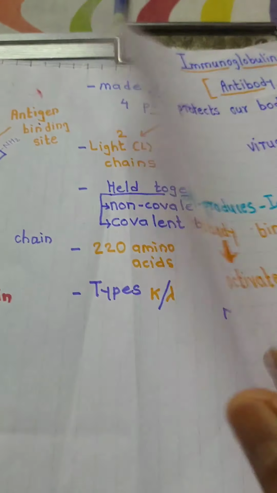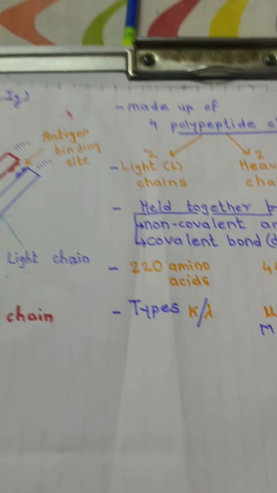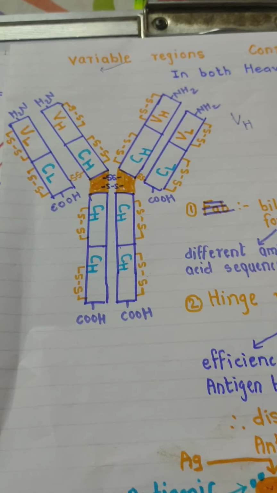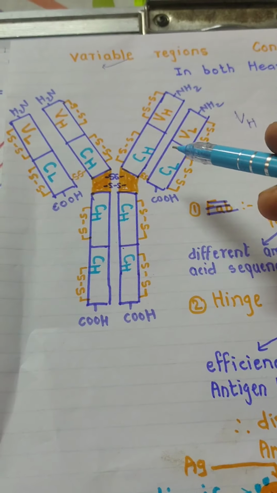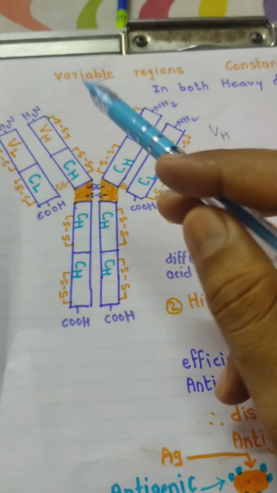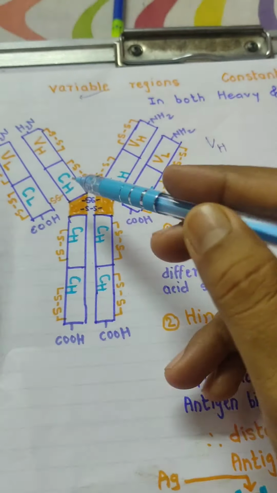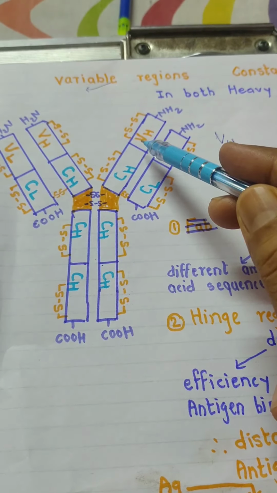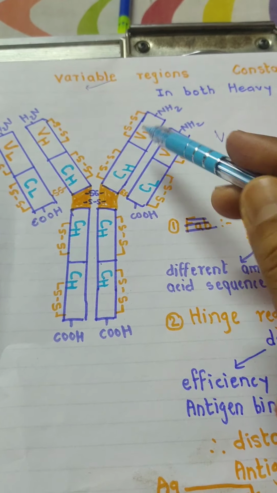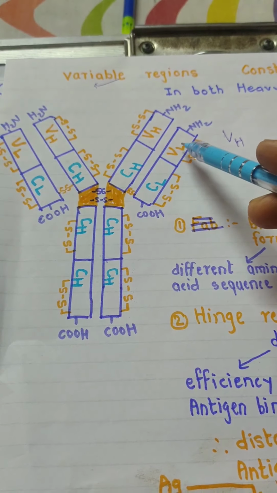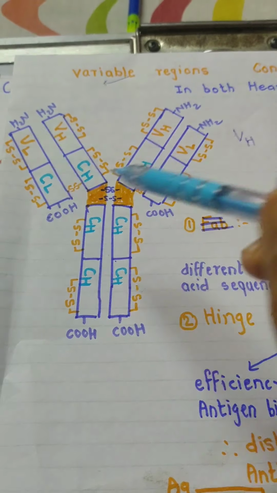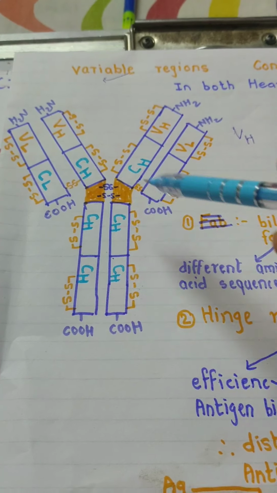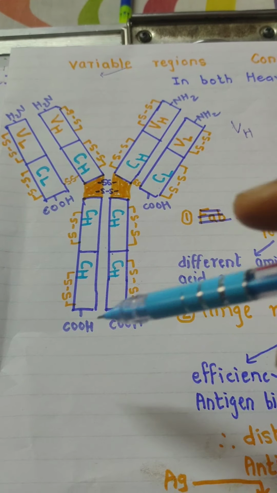If we see the detailed structure of the immunoglobulin, we can see the polypeptide chains are mainly divided into two regions, variable region and constant region. Here V is for variable and C for constant. So this is variable heavy chain, variable light chain, constant heavy chain, constant light chain. The same is here. And these four chains are joined together with disulfide bonds.